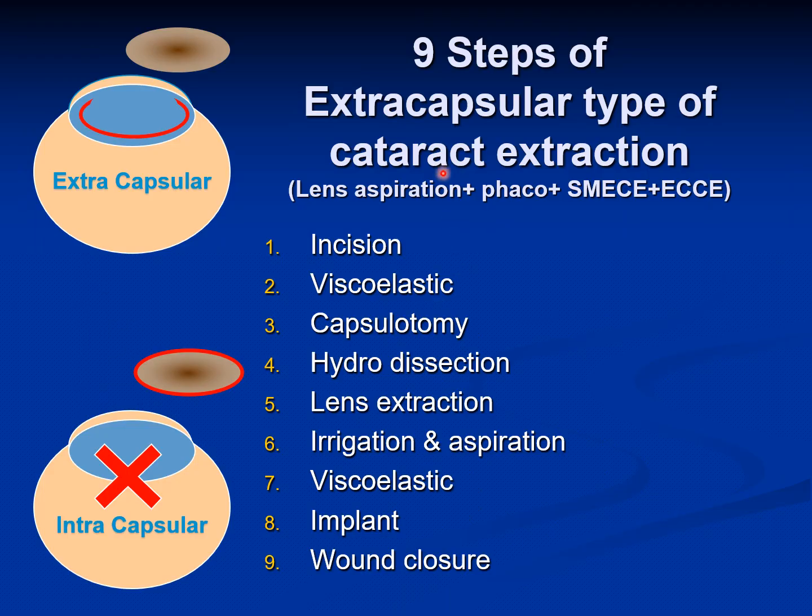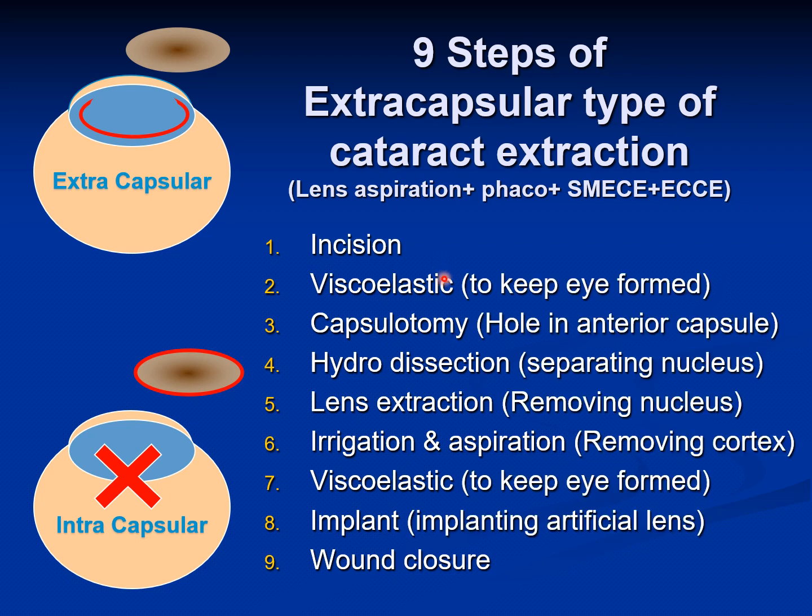Now, there are other steps of the cataract extraction, but there are 9 basic steps of cataract extraction. They are incision, viscoelastic injection, capsulotomy, hydrodissection, lens extraction, irrigation aspiration, viscoelastic injection, implant, and wound closure. So let's see them in a bit more detail.